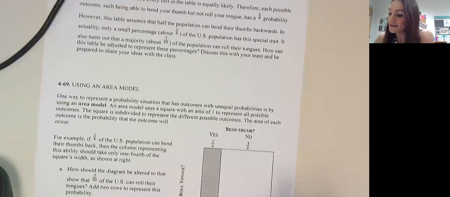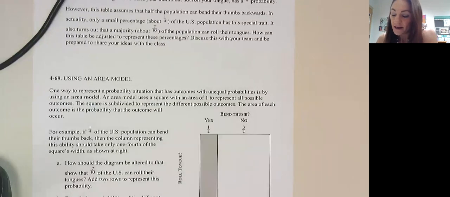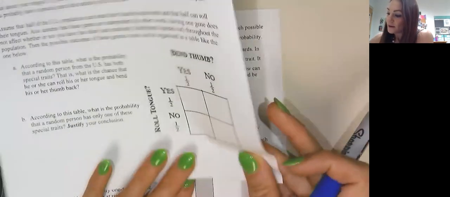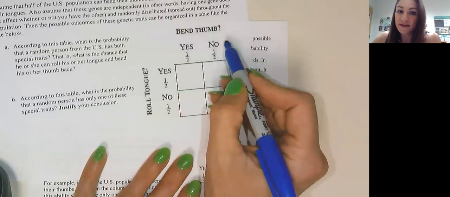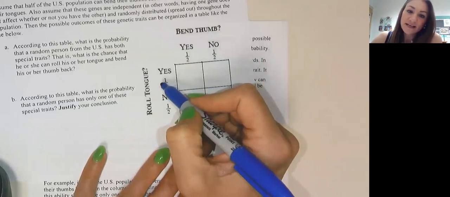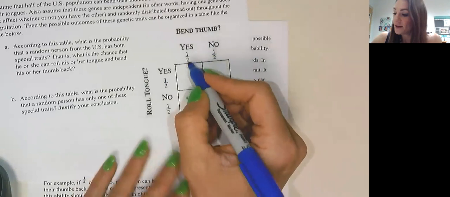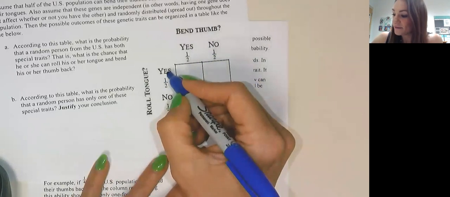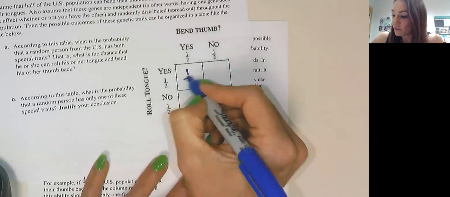All right, so let's look at how to use an area model to represent probability. In the last problem, you had looked at the probability of the population to be able to bend their thumb or roll their tongue. Each of those in this first problem were 1/2. Half is likely. So the probability of yes and yes would be 1/2 times 1/2 or 1/4.